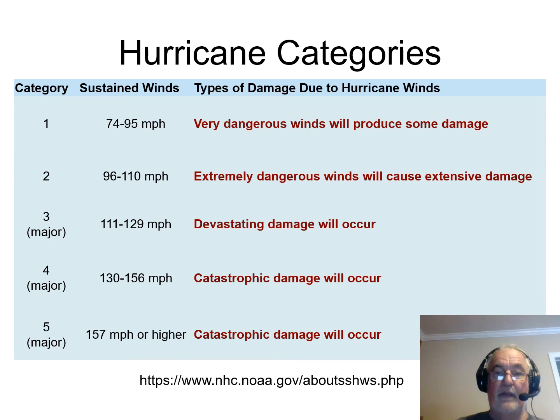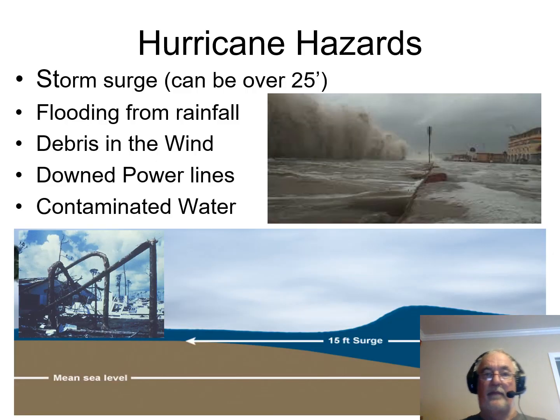And remember, 90% of all deaths from hurricanes are from drowning. So the key is get away from the water, get away from the storm surge. Again, it can be over 25 feet. It's almost like a wall, almost like a tsunami coming ashore with the amount of damage it can do. So again, water is the key hazard when it comes to hurricanes.